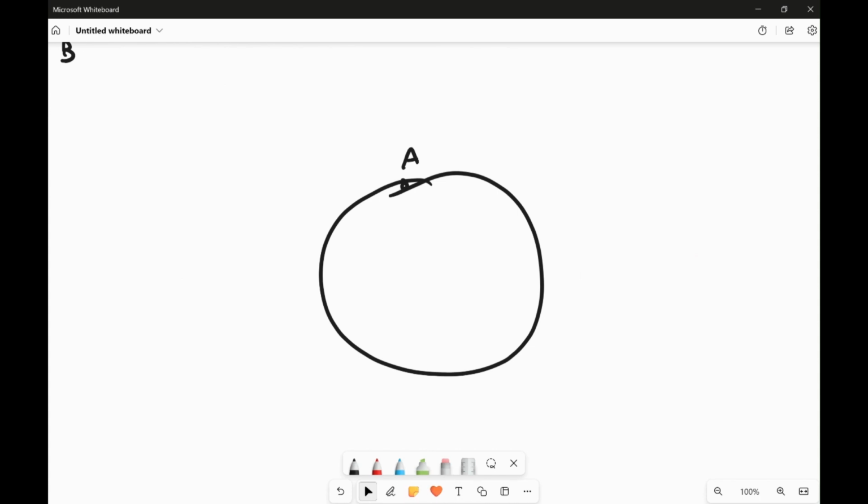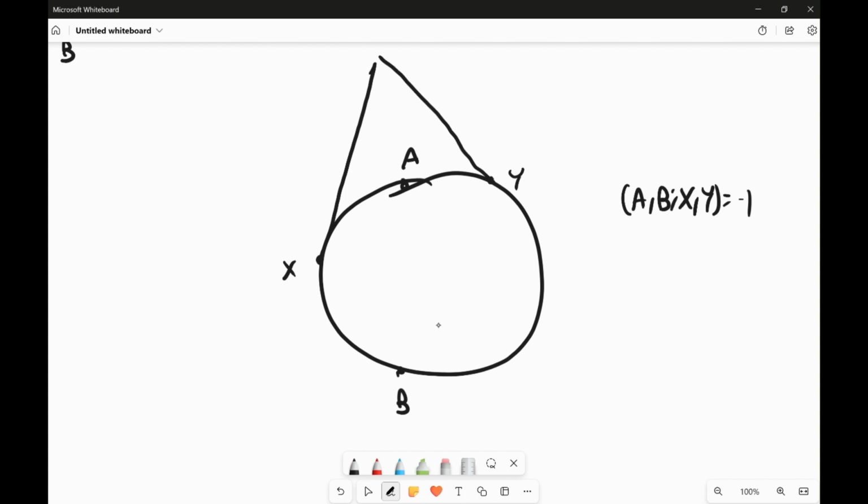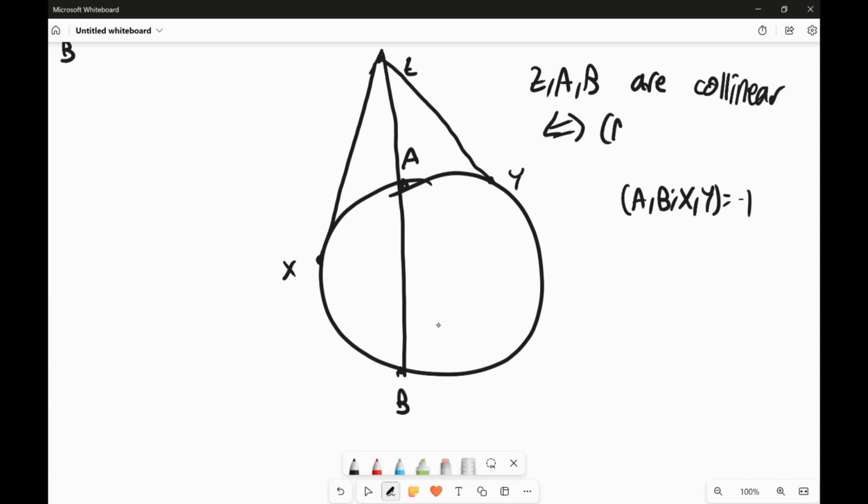Well, let's look at what happens when we have harmonic bundles on a circle. So we have A, B, and then X, and then Y here, suppose. We want to explore when this harmonic bundle (A, B; X, Y) is equal to -1. And it turns out, if you extend the tangents at X and Y, and they intersect at the point Z, then Z, A, and B are collinear. They all lie on the same line, if and only if the cross ratio (A, B; X, Y) is equal to -1.